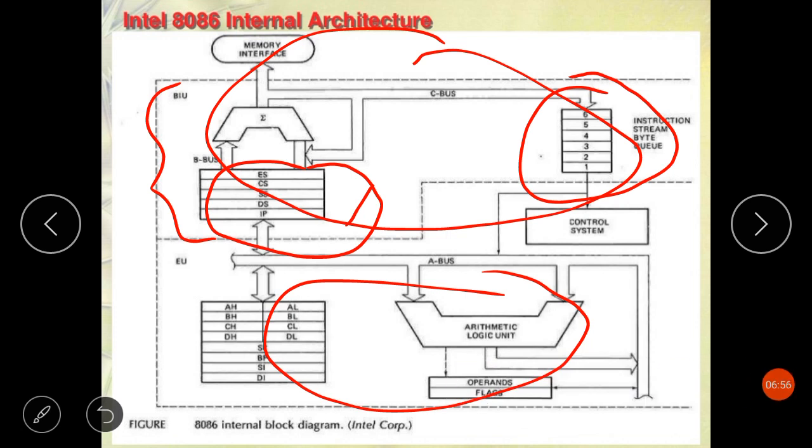So the next functional unit is the execution unit. I've told you about the bus interface unit till now. The execution unit of the 8086 microprocessor tells the bus interface unit from where to fetch instructions or data. Then it decodes instructions and executes instructions. So the execution unit is for decoding the instruction, executing the instruction, and telling the bus interface unit from where to fetch the instructions.